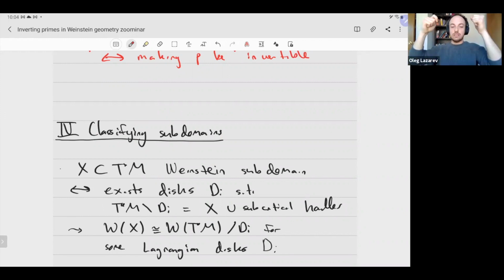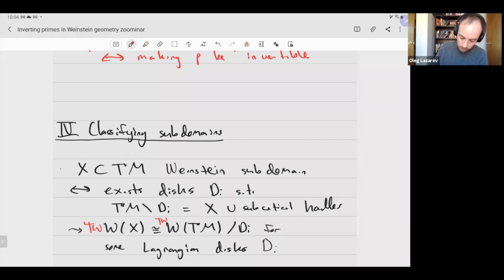So you start with X, you attach a bunch of handles, and then you get T star M. Now, some of those handles are subcritical, and some are critical, and they have cocores D_i. If you remove those handles, which basically means you remove those D_i from T star M, you just get X plus some subcritical handles. And what that implies is that the wrapped Fukaya category of X is isomorphic to the wrapped Fukaya category of T star M, localized by some Lagrangian disks D_i.